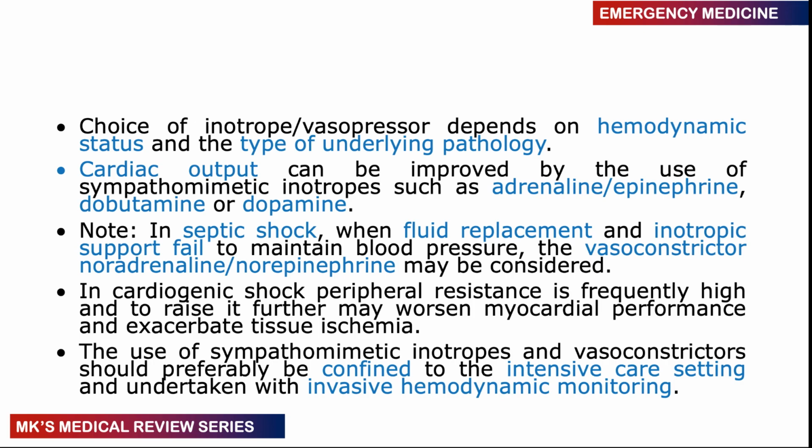Those that have cardiogenic shock usually have peripheral resistance, which is quite high. So you want to raise it, and raising it further, rather, is going to actually cause a worsening of the myocardial performance, because remember that blood pressure is a product of cardiac output times total peripheral resistance. And if your peripheral resistance is already high in patients with cardiogenic shock, if you give them a vasopressor, it may be detrimental to them.